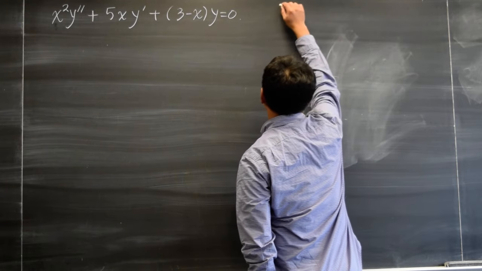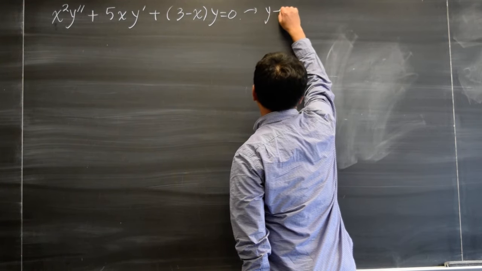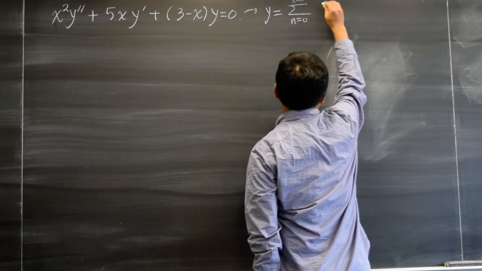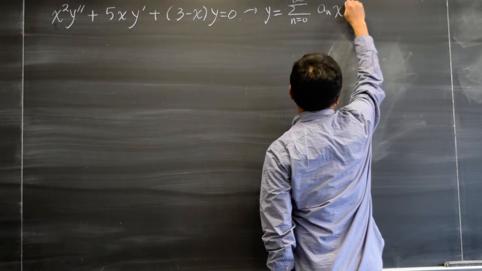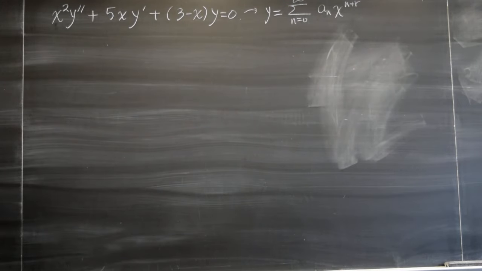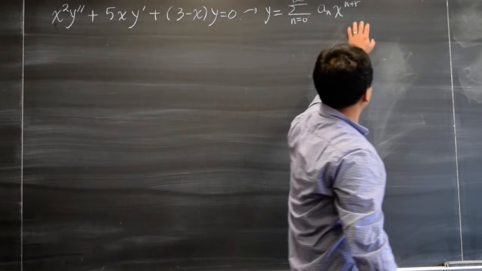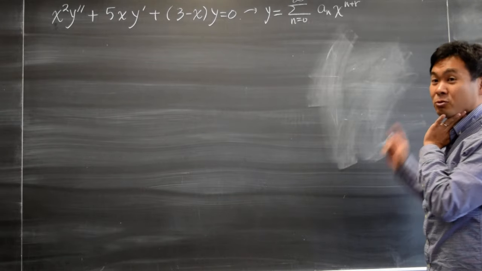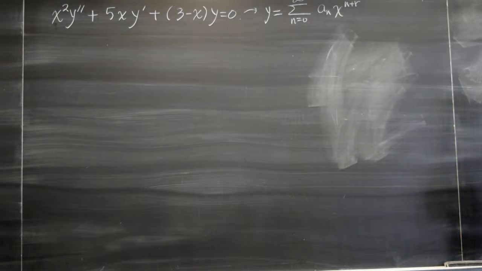The Frobenius method was to use y equals sigma n from 0 to infinity of a_n x to the n plus r as the solution type, where this r could be any real number. It could be a fraction, it could be a negative number, it could even be square root of 2, whatever. Okay? And somehow there are cases where you can find solutions of that form.